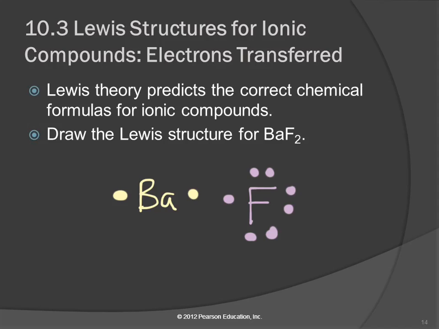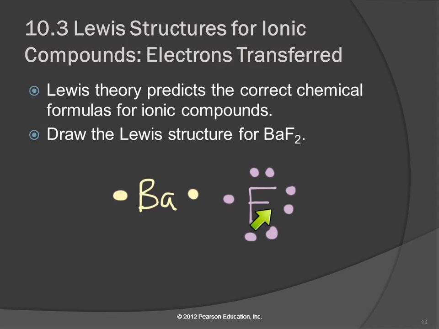So barium wants to gain 6 electrons or lose 2? Lose 2. Because that's the shortest route to getting 8. If it gained 6, it would also have 8, but that's just too hard, right? It's going to go the easy way. And the fluorine wants to gain 1 electron.